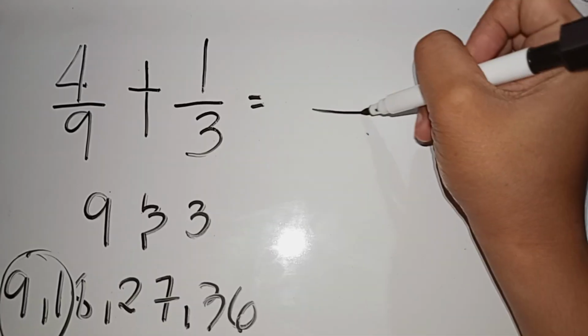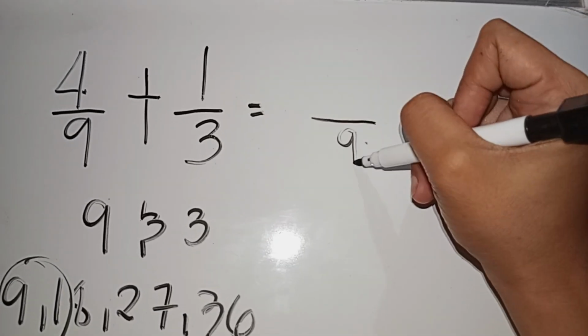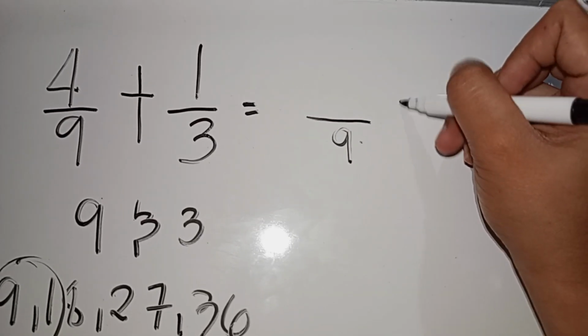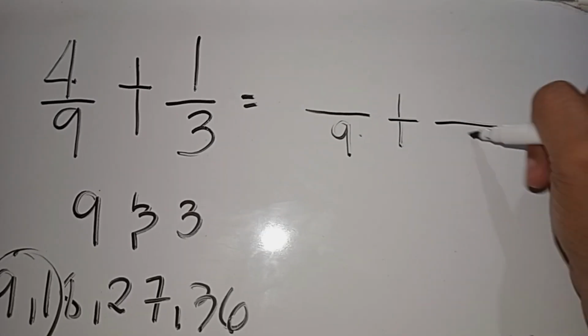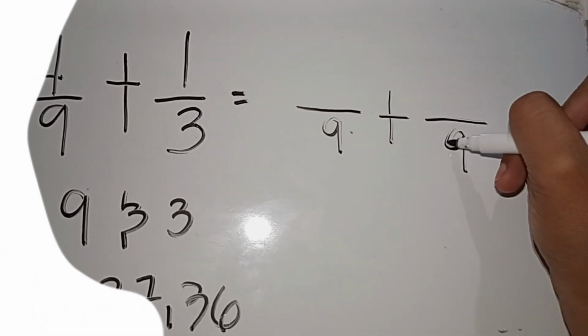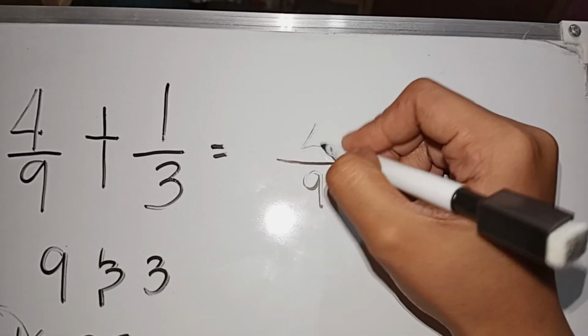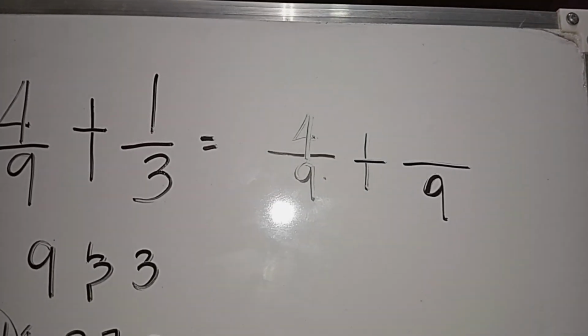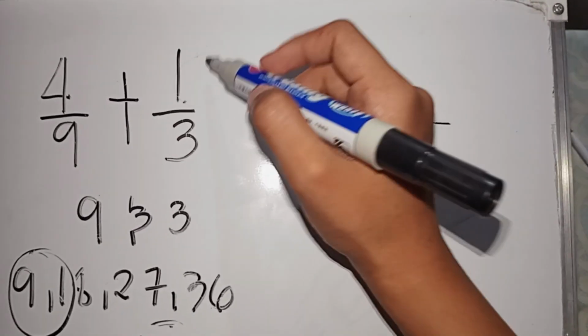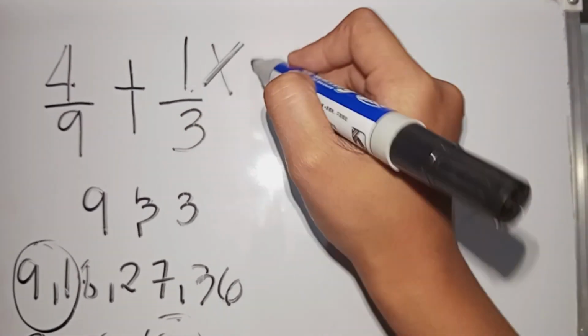Let's come back up to the original problem and rename the fractions with our common denominator of 9. So underneath, I'm going to write our common denominator of 9, and now we can rename. So let's start. We can just bring the 4 down. As far as 1 over 3, we need to think, so 1 times 3 is equal to 3.